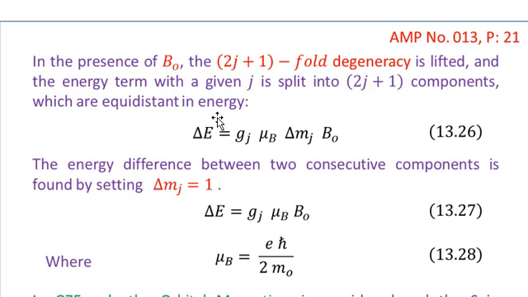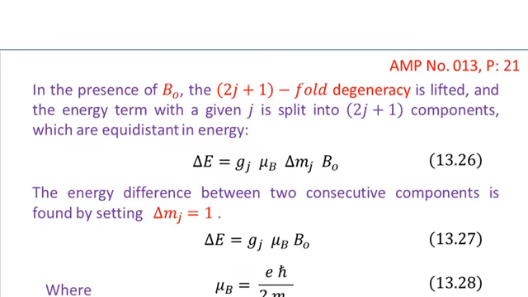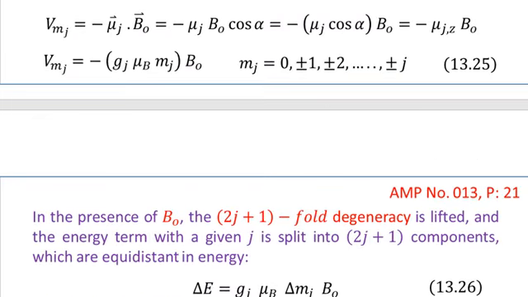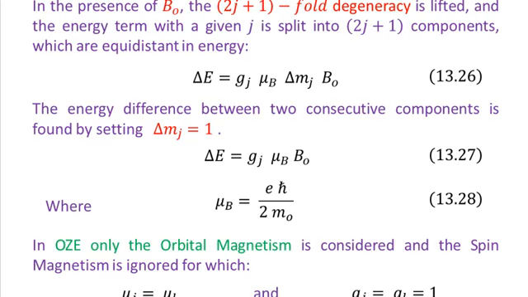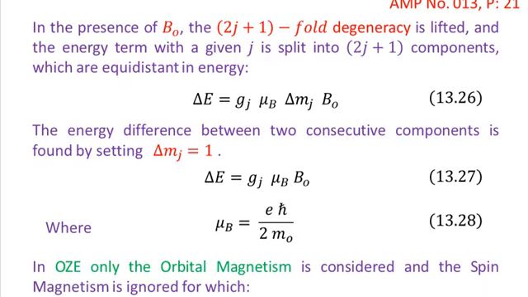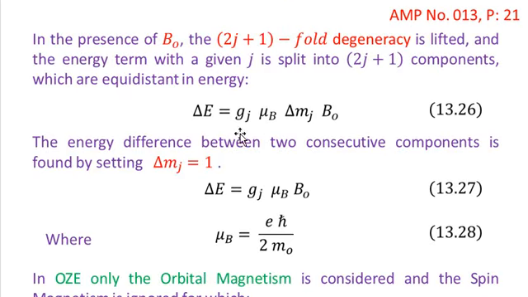And the energy difference between the components is given by delta E, which can be derived from equation number 25. We can derive that delta E, which is the energy between two consecutive components, between any two components, is equal to Gj into mu B into delta Mj into B naught, where delta Mj is the change in the total magnetic quantum number of the atom. And correspondingly, we have the change in energy, which is represented by delta E.